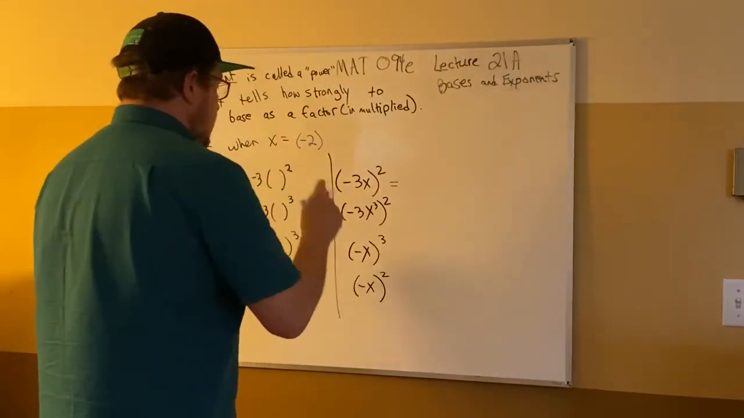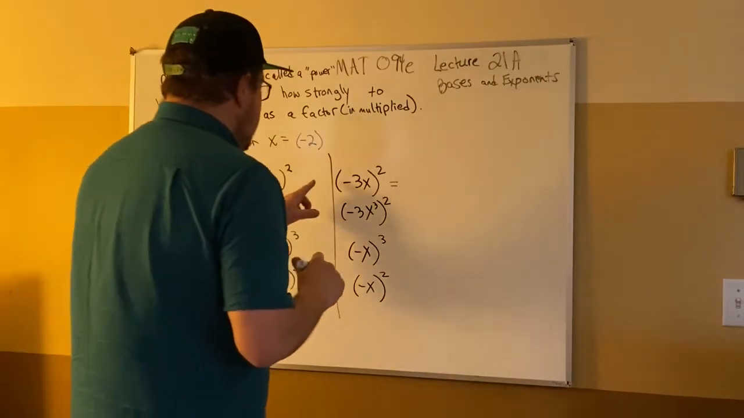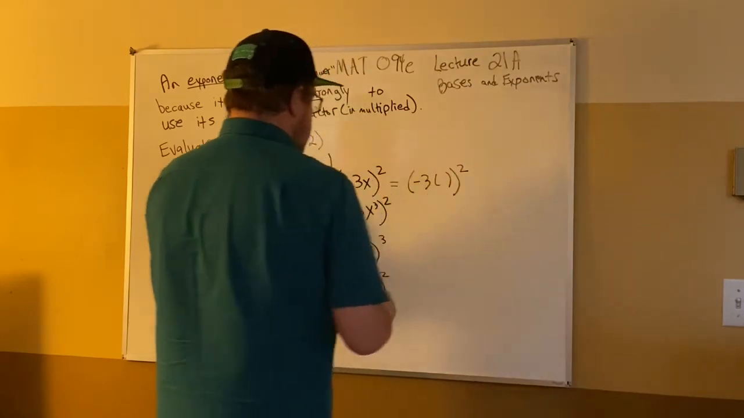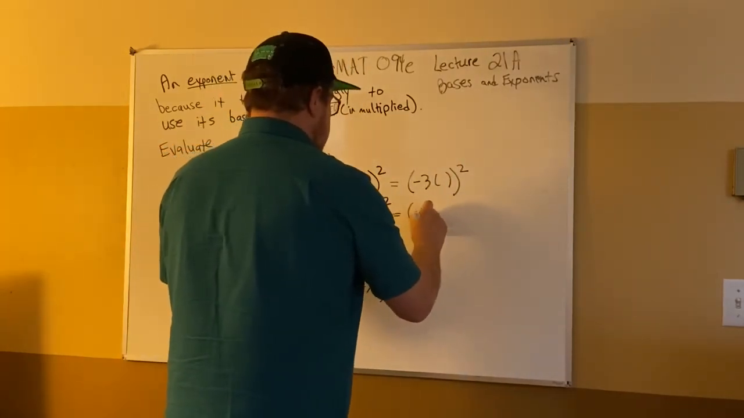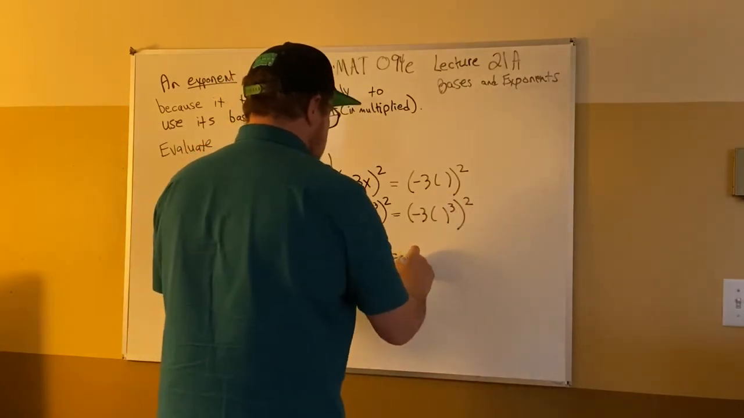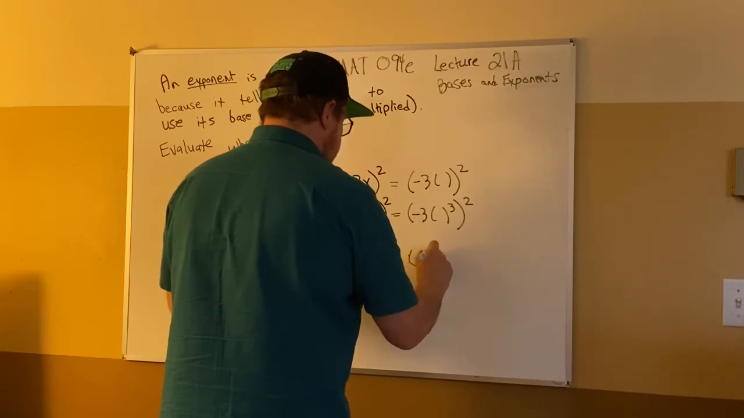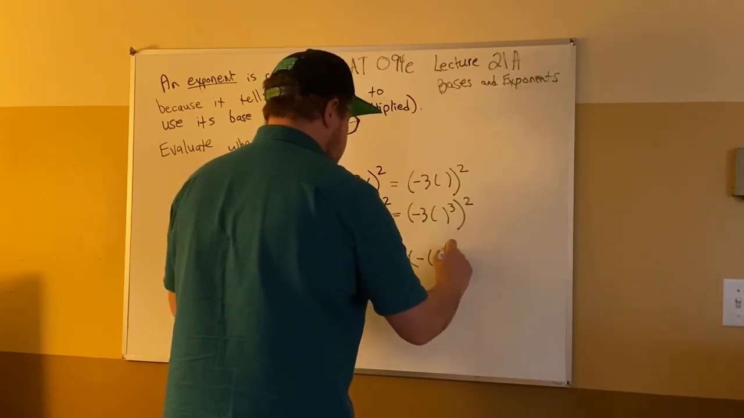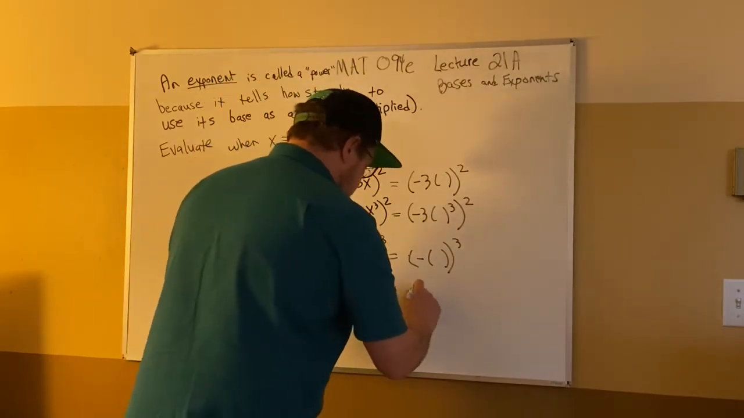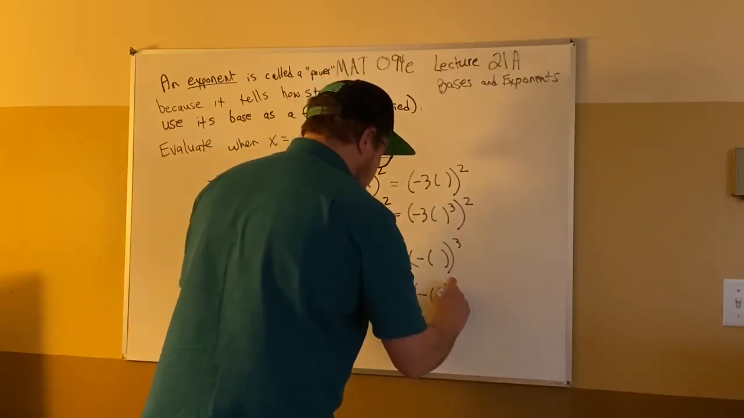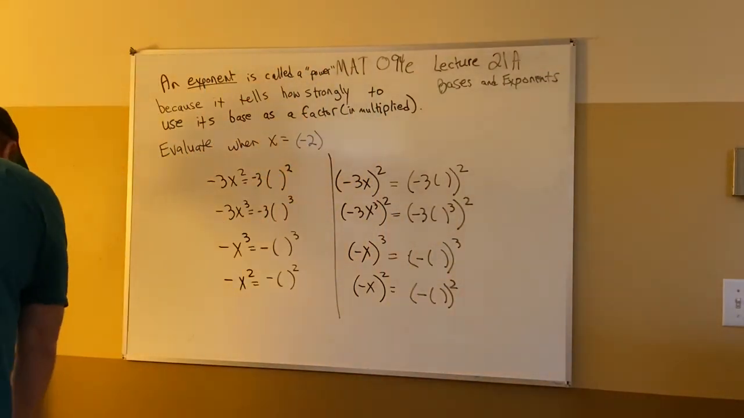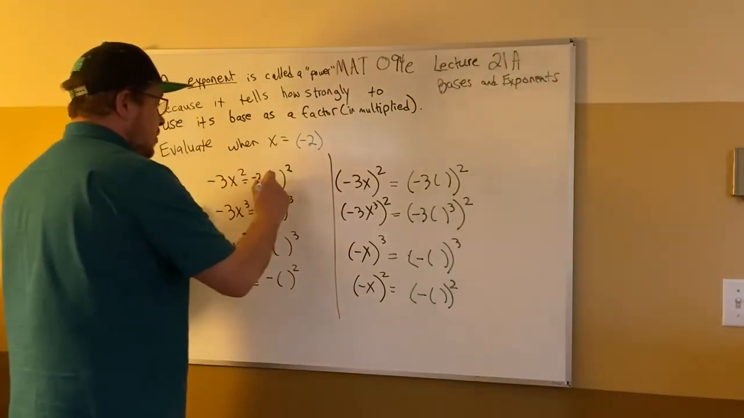Let's look at this one. I have parentheses negative 3. There's where my x is going to go, and that's going to be squared. Parentheses negative 3, that's going in there with a cubed value, and that's going to be squared. This is in parentheses, I have negative, and then I have my value for x, and then that's going to be cubed. And this is going to be my parentheses and negative, and here's where my value of x is going to go, and it's going to be squared. Now the smallest parentheses in each case are about to hold my negative 2.